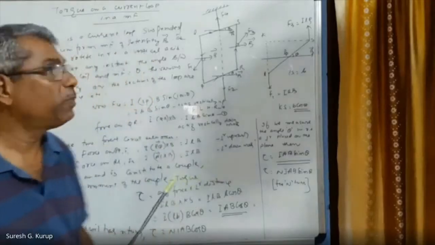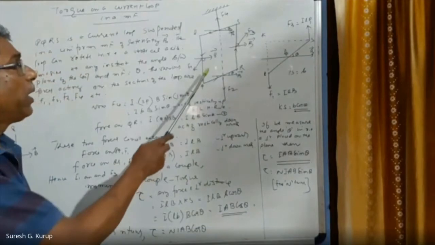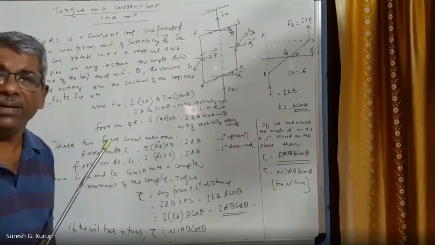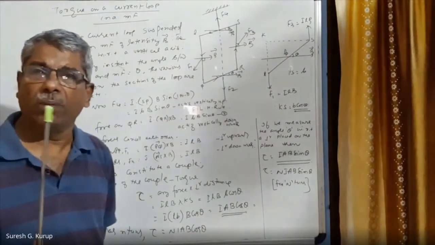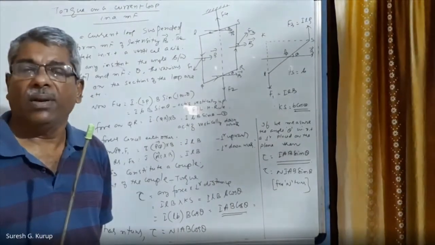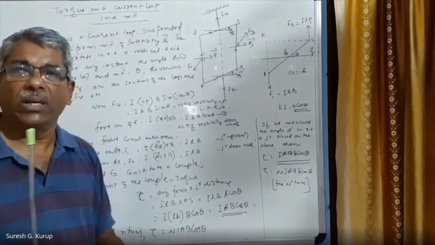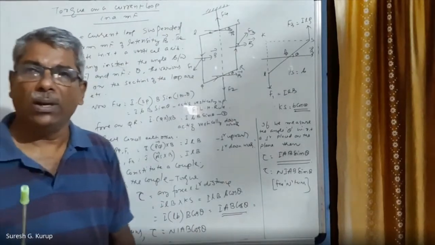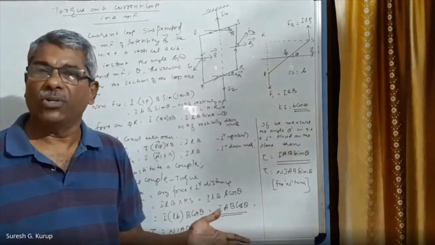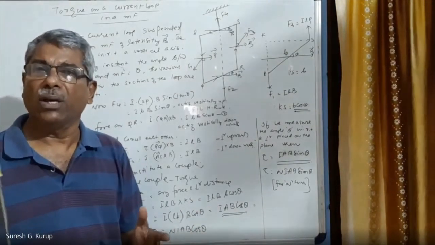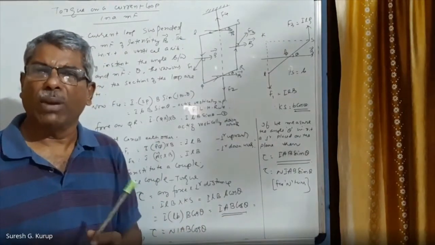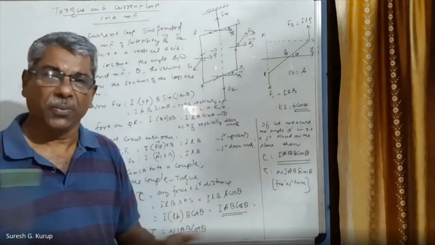Students, now we are going to explain the torque acting on a current carrying loop placed in a uniform magnetic field, right? Yesterday we saw the force acting between two current carrying conductors kept parallel to each other. We saw that the force is attractive when the currents are in the same direction, and repulsive when the currents are in opposite directions. And there the forces are equal in magnitude and opposite in direction, right?